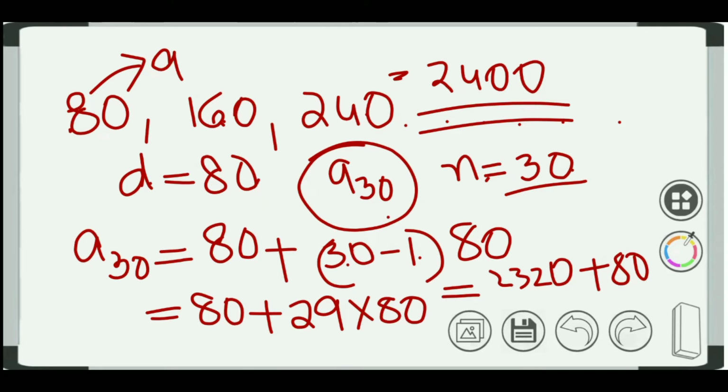Nothing, we have just found the interest in each year. First year it is 80 rupees, second year it is 160 rupees, third year 240 rupees. So this is in the form of AP. We have found A30, the 30th year. That's all.